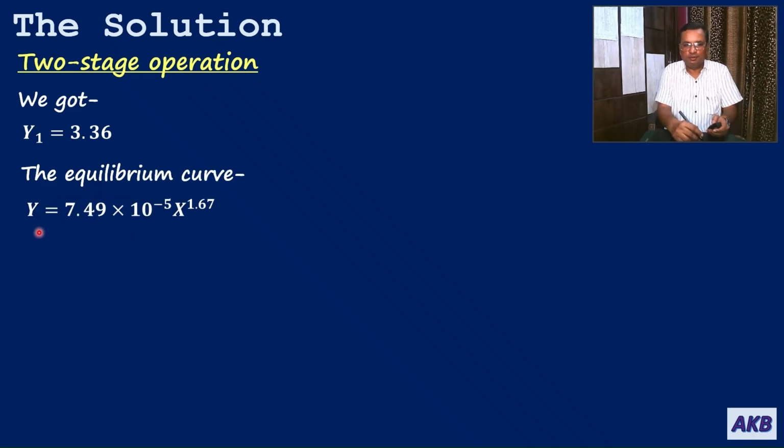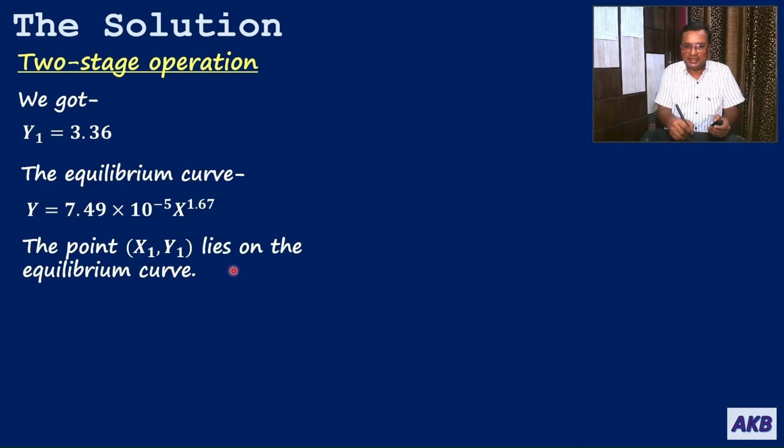The equation of the equilibrium curve is y equal to 7.49 into 10 to the power minus 5 x raised to 1.67. Now point x1 y1 lies on the equilibrium curve. I have already talked about how it happens. Therefore this point should satisfy the equation of the operating line. So capital Y1 is equal to 7.49 into 10 to the power minus 5 x1 raised to 1.67.